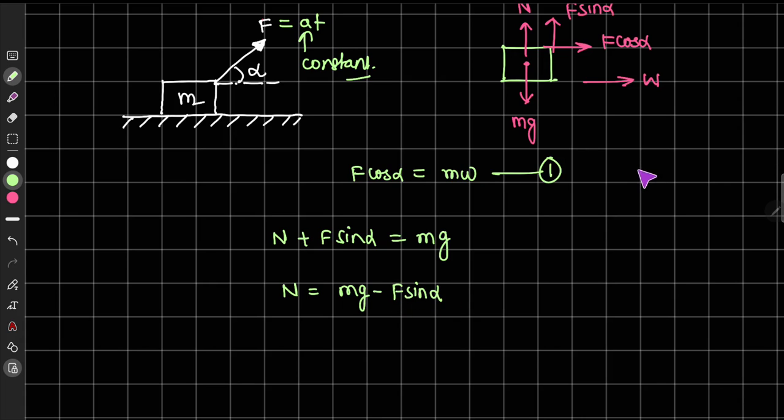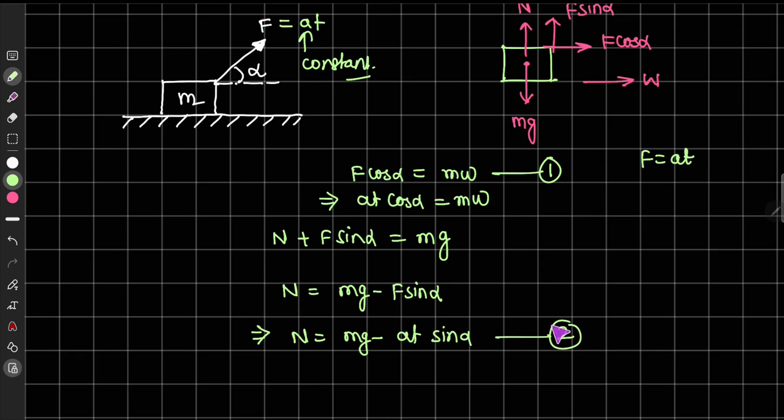Let us substitute F equal to a t. From here we get a t cos alpha is equal to mass into acceleration, and we get N is equal to m g minus a t sin alpha. So this is our second equation.